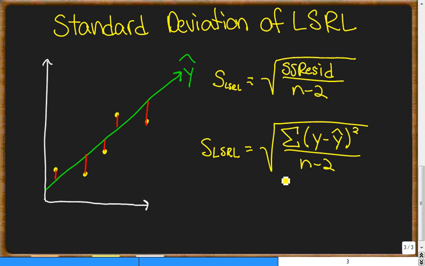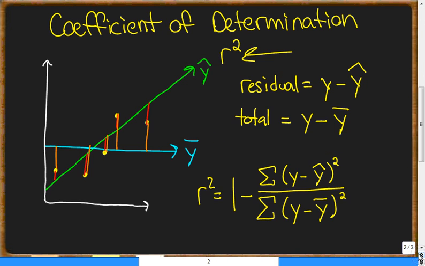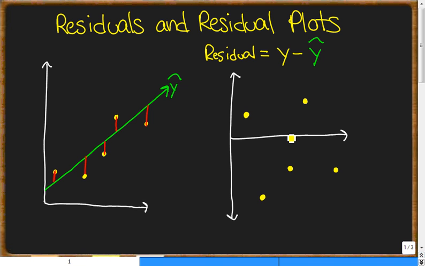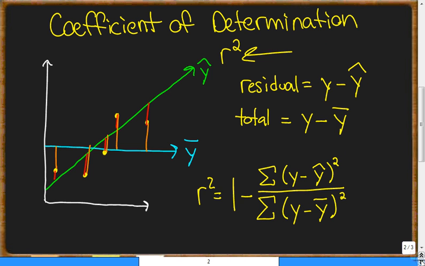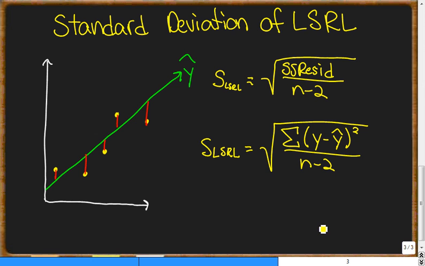But you need to understand that it all starts with these residual values. How well is our line doing to predict our observations? How close are they? We use r squared a lot to tell us that, but we also use our standard deviation, which is the formula here.